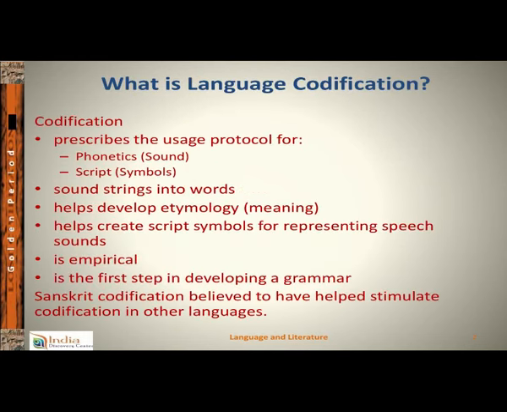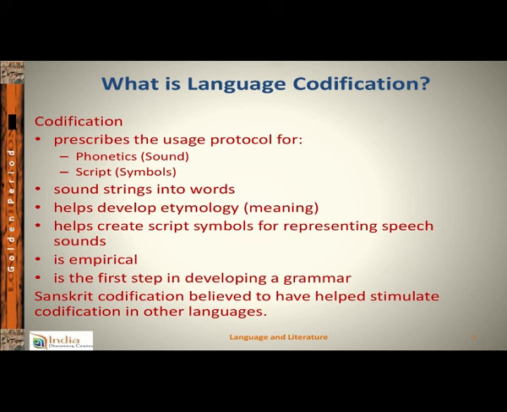Now the question comes, what is language codification? Why are we emphasizing that a codification was done earlier at this time? Codification is to prescribe the use protocol of sound and symbols, essentially two parts, the phonics and the script. The sound strings make a word; it's the sound which we are uttering, and those are the pieces we are making into words. This helps develop the meaning, the etymology, and helps create scripts and symbols for representing the speech sound. This is very important because how are we representing a speech sound? Speech can have intonation, speech can have emotions. There are a variety of contents when we deliver anything.